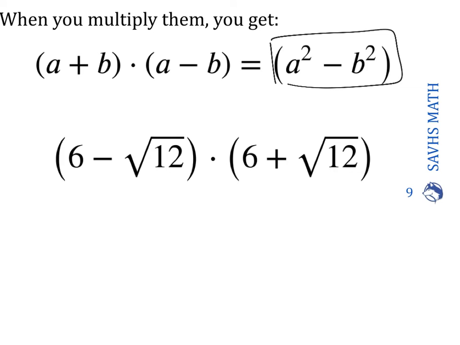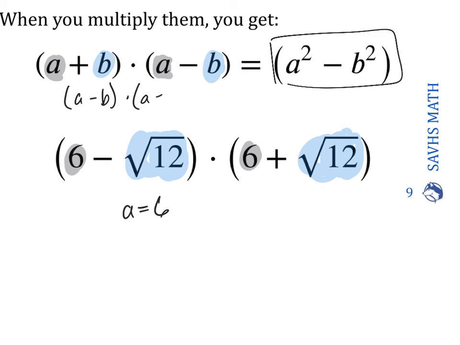Okay, so let's start by identifying what is A. A is 6 because it's written first. It's right here and here. So it matches this spot and this spot. B is square root of 12. And I know that it's B because even though it's written in opposite order, remember that it doesn't matter what order you write multiplication in. So you can write this as A minus B times A plus B. So either way, these are the same. So it doesn't matter which one is which.